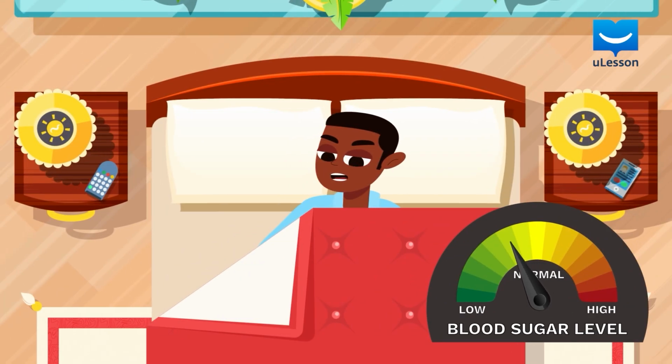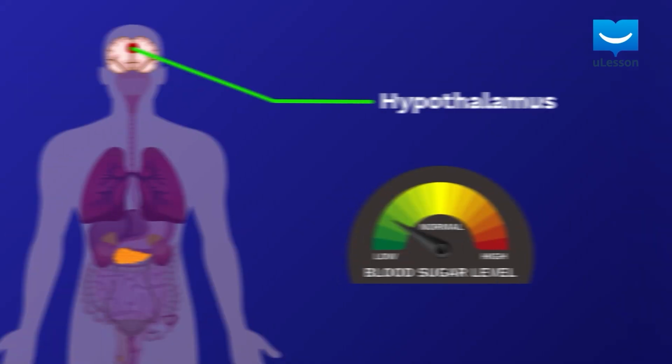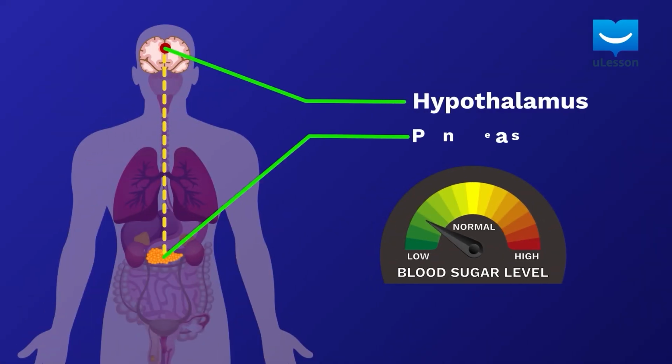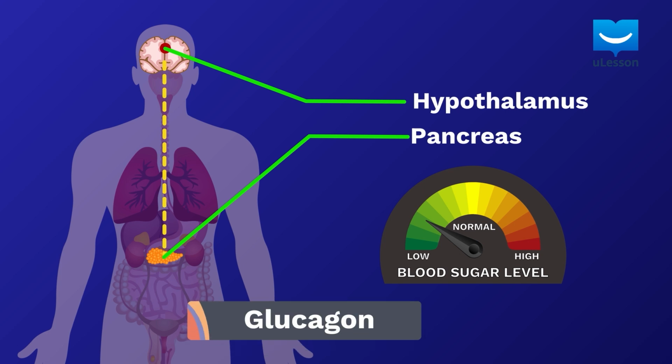When the blood glucose levels become low, such as after a period of night fasting, the hypothalamus sends signals to the pancreas to release the hormone glucagon, which helps to break down stored glycogen in the liver into glucose, which can be released into the bloodstream to raise blood glucose levels.